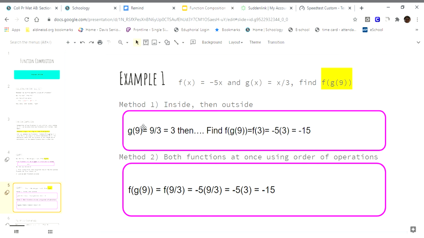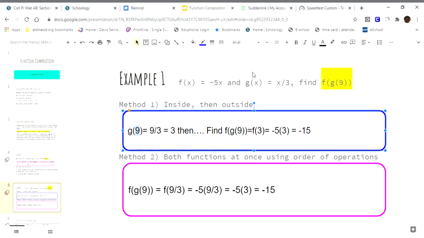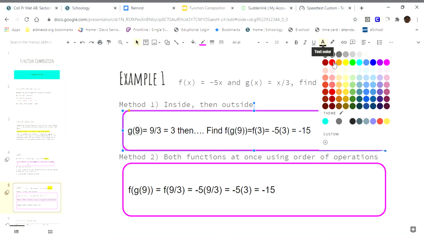So if we do a little bit of color coding maybe to help, the first thing I'm doing, oh, I can't change it while I'm recording. Or can I? I can. So the first thing I'm doing is plugging in a 9 for the x value. Oh, wrong spot. Go back, go back. Sorry, guys. Okay. For my x value, plugging in a 9.